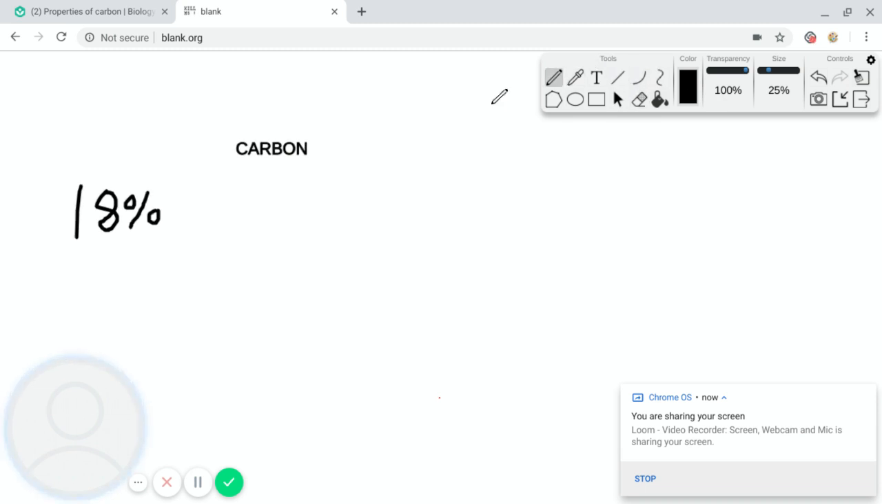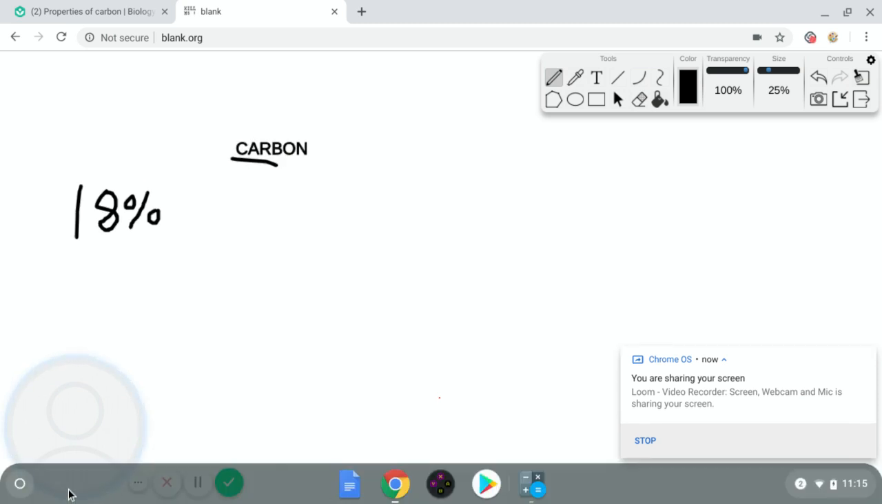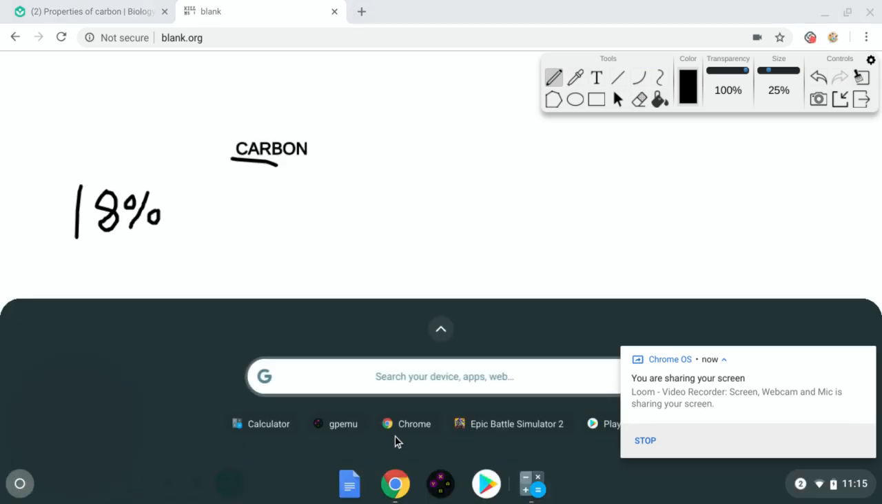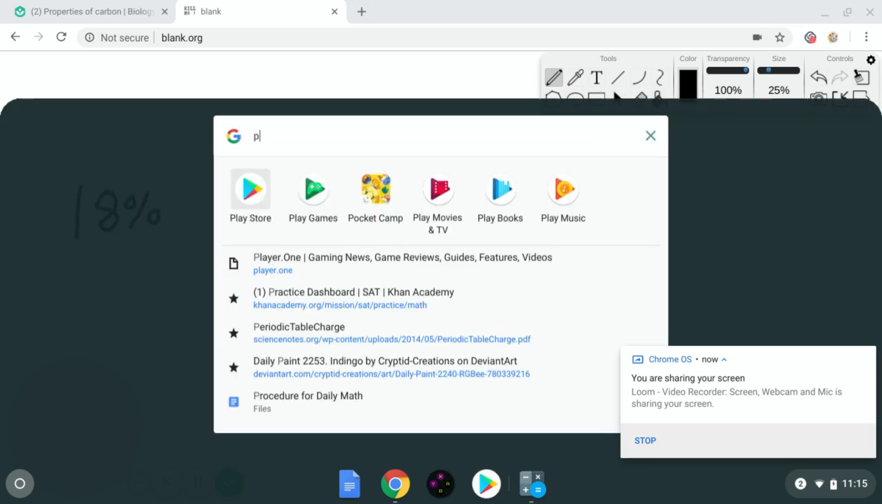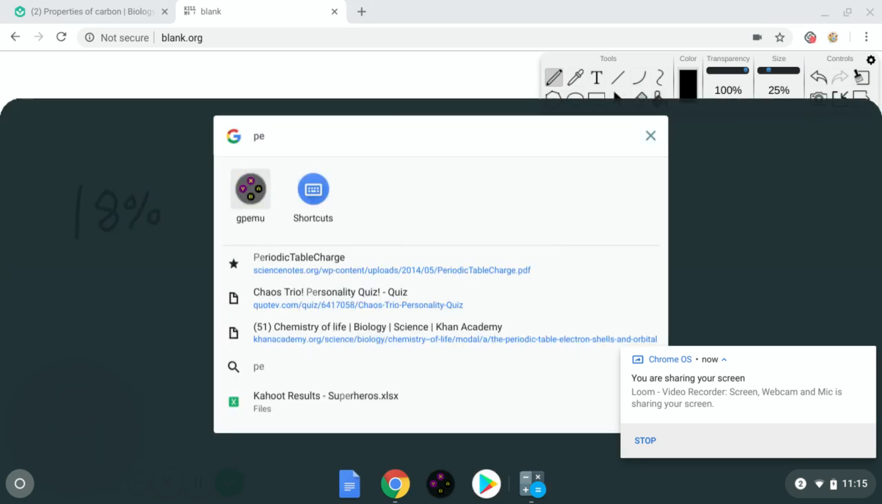Now, there's a reason why carbon is so special. So first of all, let's pull up our handy-dandy periodic tables so we may look at some of the reasons why it is so very important.